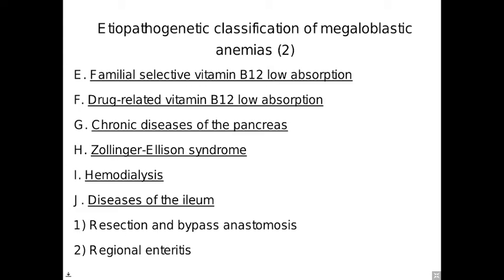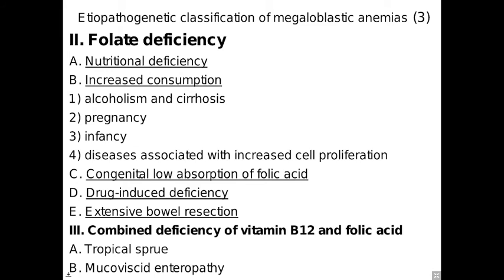Megaloblastic anemia can also be caused by lower absorption of vitamin B12, drug-related vitamin B12 problems, chronic disease of the pancreas, including Zollinger-Ellison syndrome, gastrinoma, if you remember, after courses of hemodialysis, disease of the ileum, and so on. But as I said before, the most common reason for megaloblastic anemia is deficiency of vitamin B12.